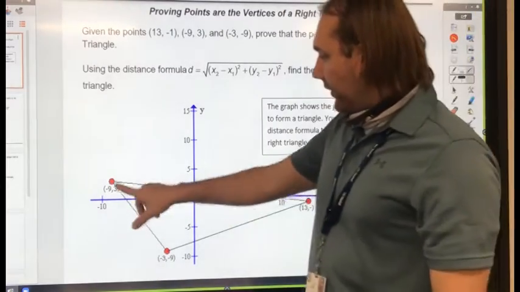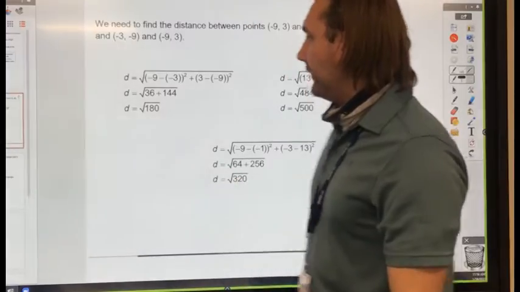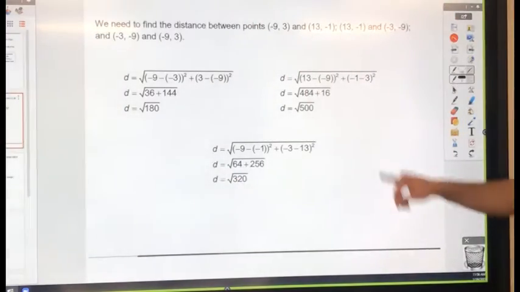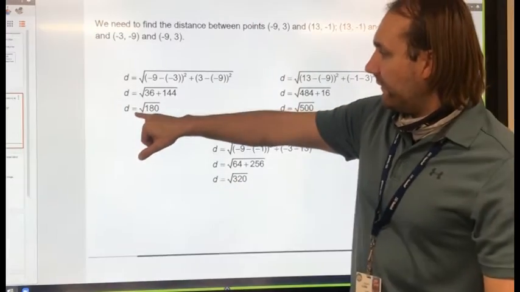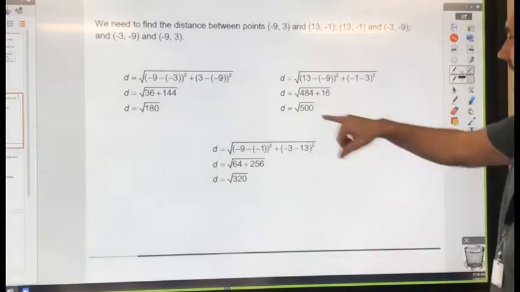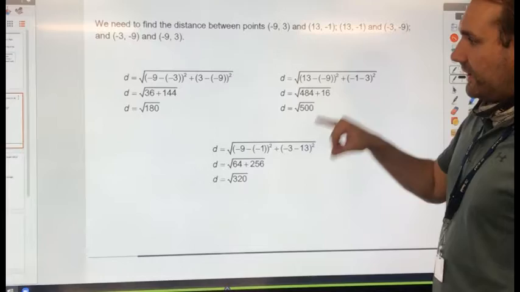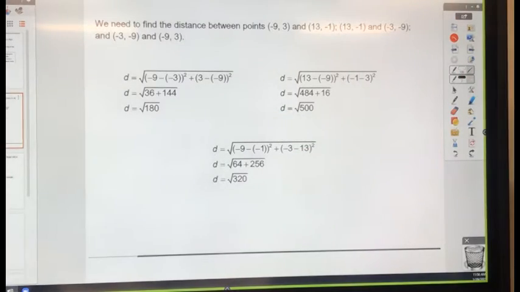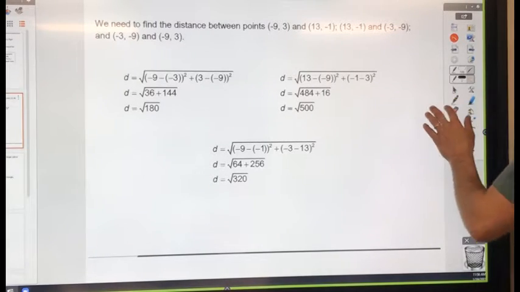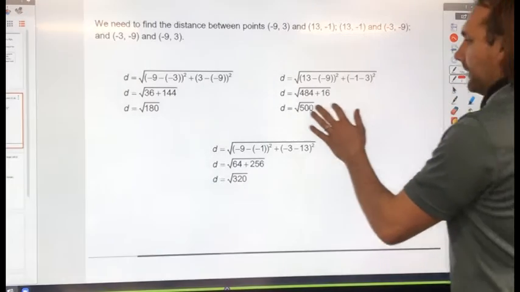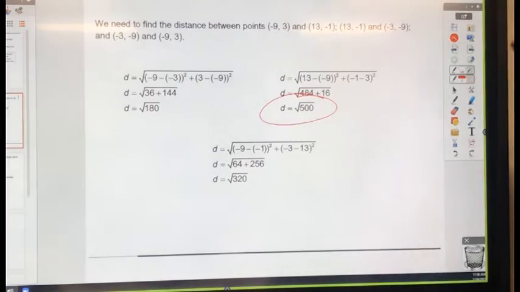So let's see. Here are my 3 points. I need to find the distance of each of those sides. So I have d equals square root of 180, d equals square root of 500, and d equals square root of 320. Which of these do you think is the hypotenuse? How am I supposed to know? The 500. Very good. How did you come to that conclusion? Because it's the biggest one. Yeah, we know the hypotenuse is the largest side, right?